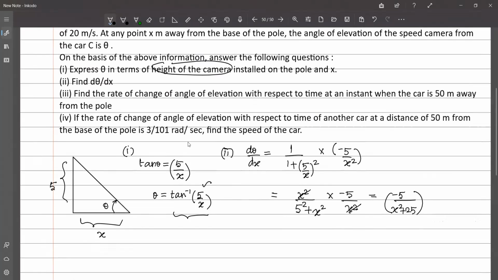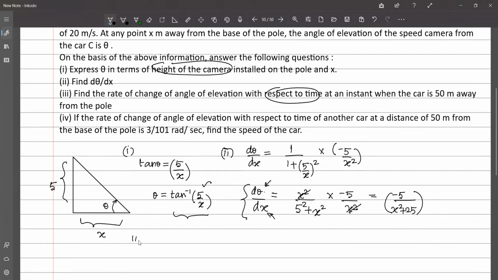Now, in the next question, they're asking us for the rate of change of angle of elevation with respect to not just x, but with respect to time. So there's a difference. What we have already found out is d theta by dx, the rate of change of theta with respect to the distance x.